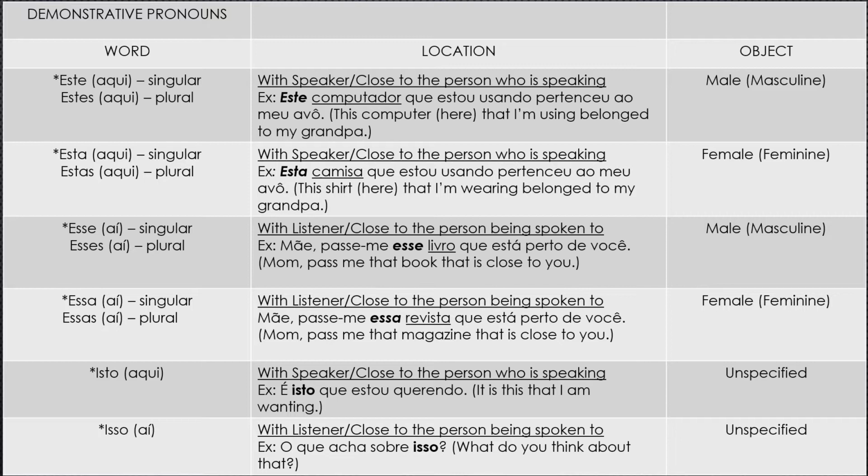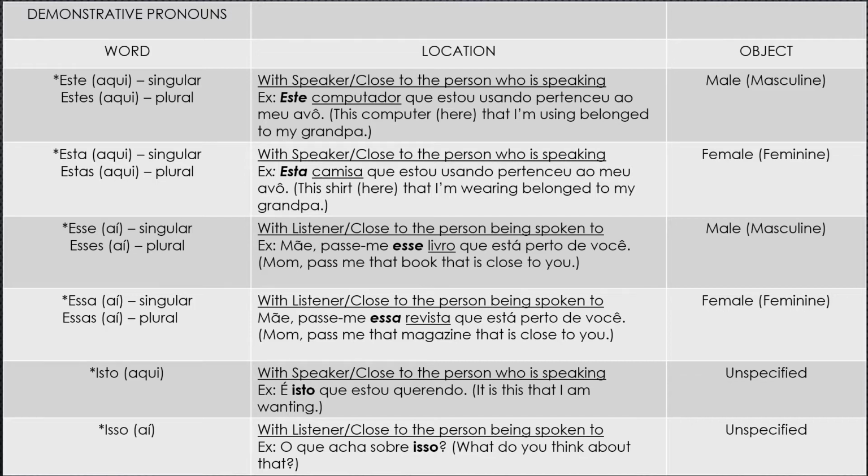Now, if it is a feminine word and singular, it's essa, and plural, essas. Again, these are objects that are close to the listener, or close to the person who's being spoken to. So, mãe, passe-me essa revista que está perto de você. Mom, pass me that magazine that is close to you. Revista is a feminine word, singular, one magazine, essa. If it was revistas, multiple magazines, it'd be essas revistas.